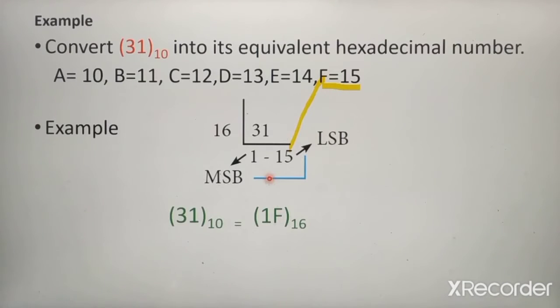So for the final solution, we can write the last quotient with its remainder value. The last quotient is 1 and our remainder is 15. Instead of 15, we have to write F. So 1F is the proper hexadecimal value for 31.